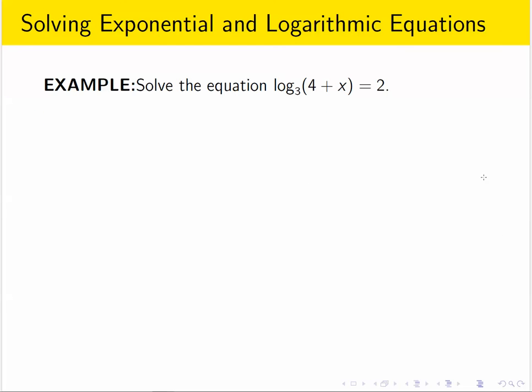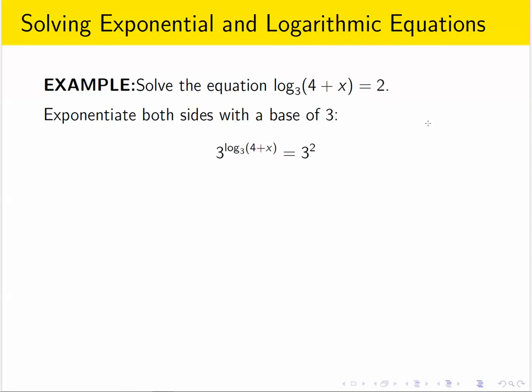Let's look at a slightly more complicated example. This time I have log base 3 of a more complicated expression than just the variable, but we'll approach things the same way. The first thing we'll do is exponentiate both sides with the same base that's involved in the logarithm. That way we have 3 raised to a logarithm base 3.